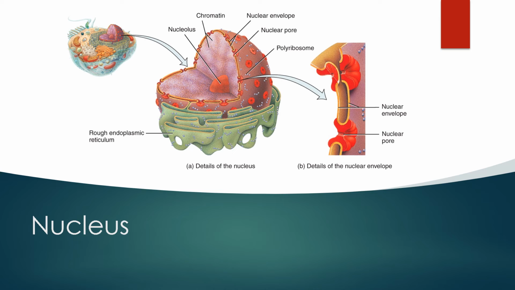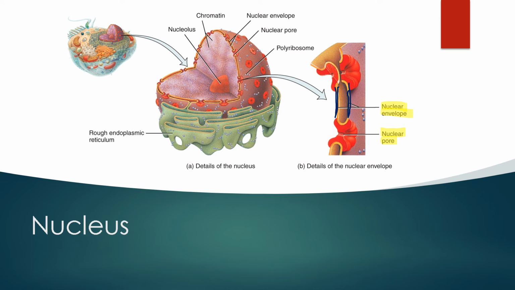Now there is a double membrane that encloses the nucleus. So you can kind of see the nuclear envelope here, a little bit of a zoom in. We have kind of this inner membrane here and an outer membrane here, and there are pores throughout that double membrane. Now these nuclear pores help to control the movement of substances between the nucleus and the cytoplasm.